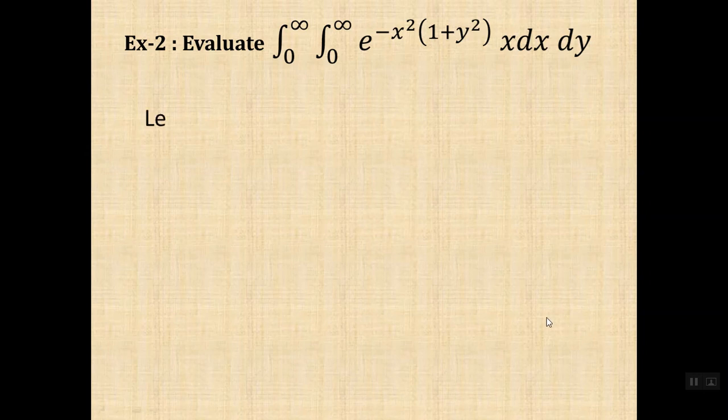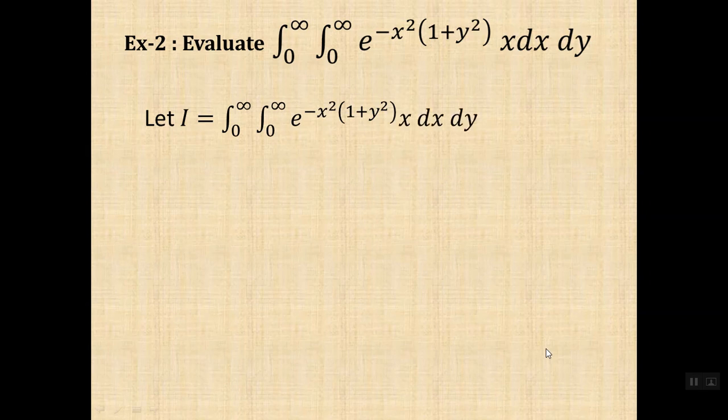Start the solution. First assume I equal to the given integral from 0 to infinity, again from 0 to infinity, e raised to minus x square into 1 plus y square, x dx dy. Observe this integral carefully. In the first integral, limits are from 0 to infinity, and in the second integral, again limits are from 0 to infinity. That means these are constant limits. In this integral, we can integrate with respect to x or y first because we have constant limits.